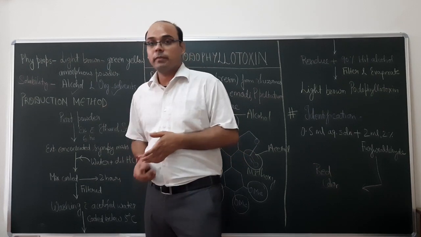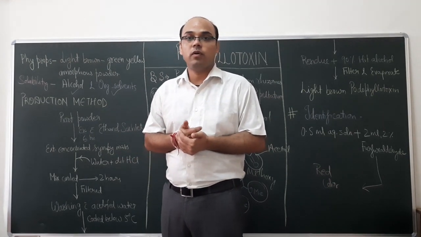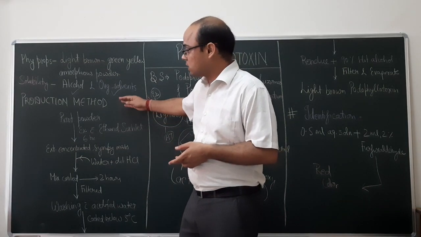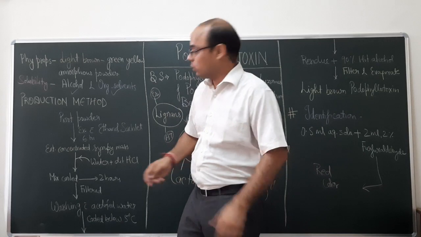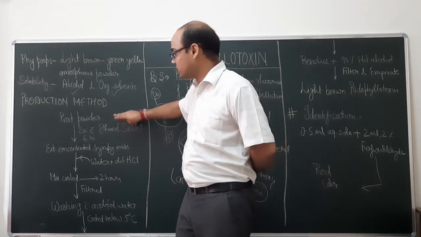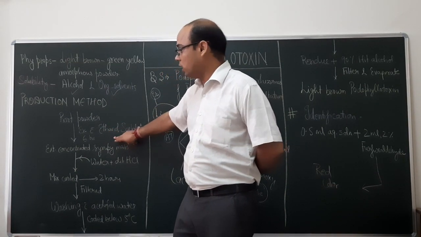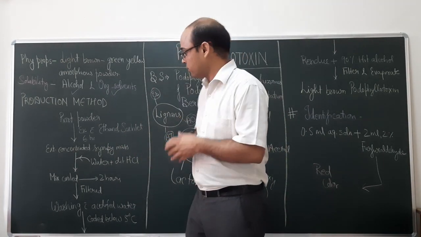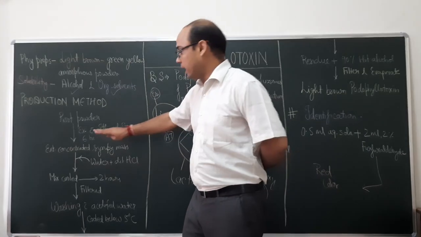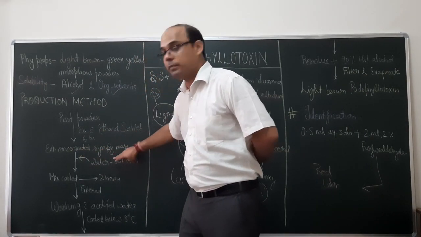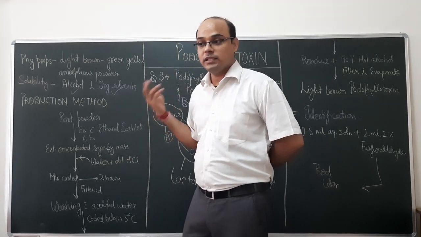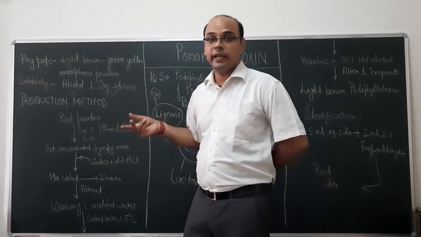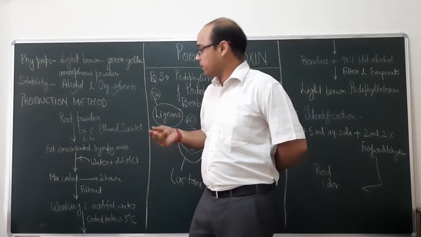If we look at the production method we follow for production of this podophyllotoxin and its isolation, we follow a simple procedure where we take the root powder and extract the root powder with ethanol using Soxhlet apparatus for a period of 6 hours. After the extraction, the extract is concentrated to a syrupy mass. This concentration is done in a rotary vacuum evaporator.